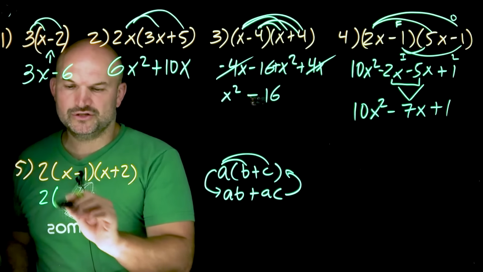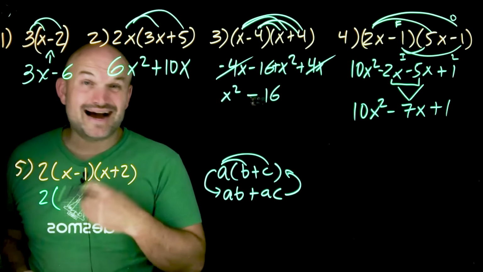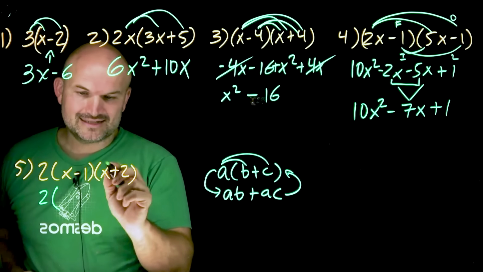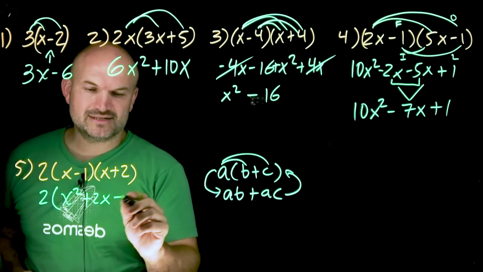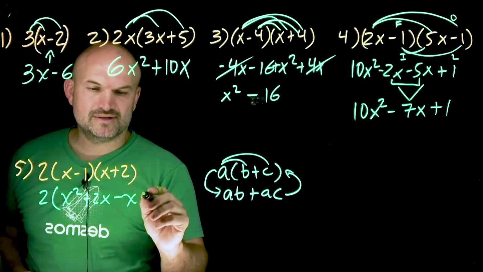So I'm going to do 2 times x minus 1 times x plus 2. Now let's multiply this out. I'm not going to show any lines here. X times x is an x squared. X times 2 is going to be a +2x. -1 times x is a -x. And -1 times 2 is going to be a -2.